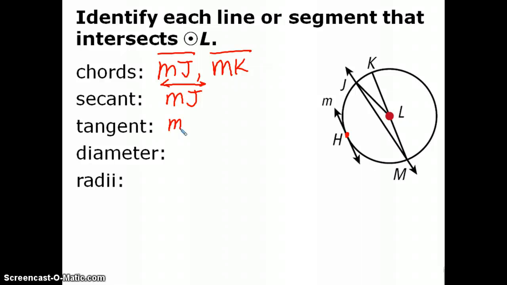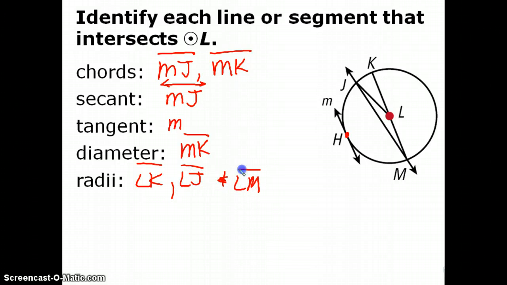The diameter, as you know, is a chord that passes through the center of the circle. So we're going to say MK is a diameter. And the radii, we will have 3 radii here, one there, and one there. So we would call those radii LK, LJ, and LM. So you can see how we use the vocabulary to discuss different parts.